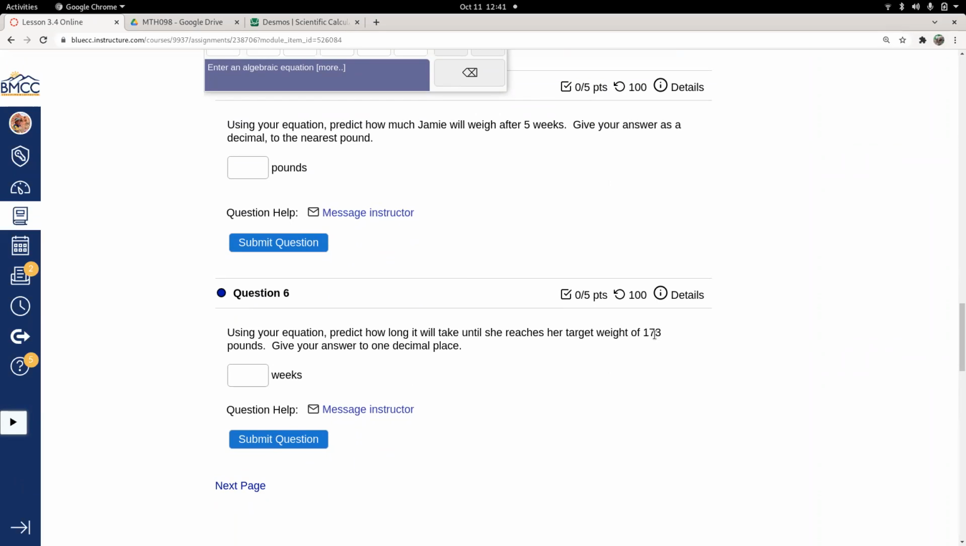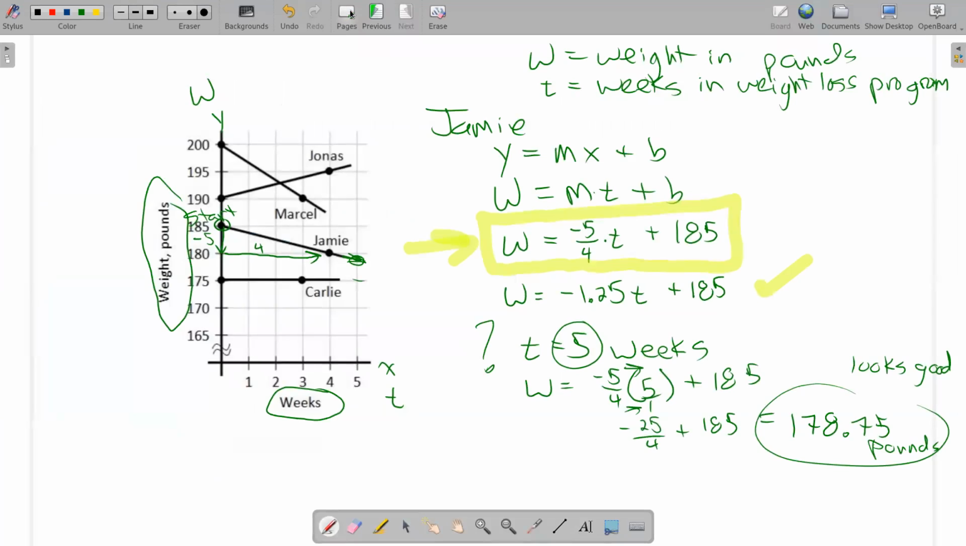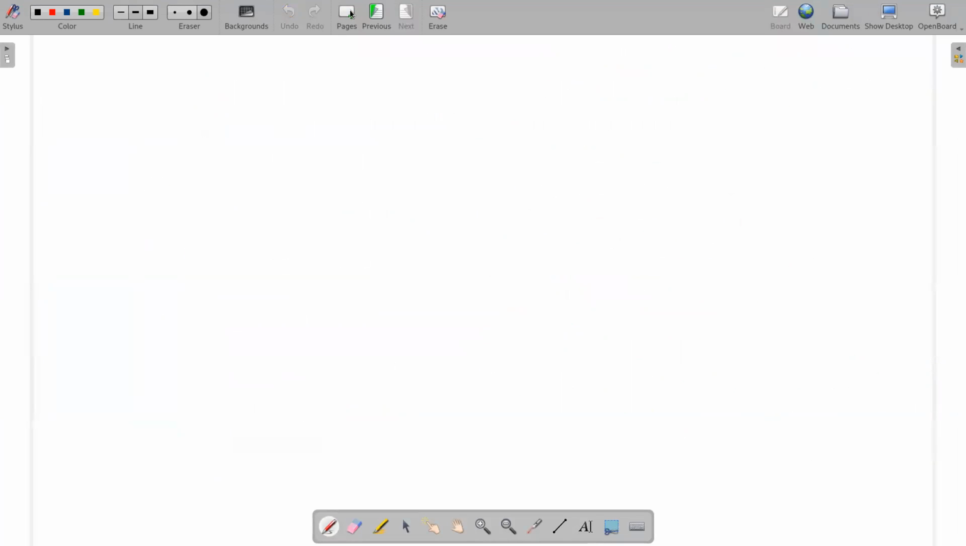So let's see. Yeah, target weight was 173. When will that happen? Okay, so they give us the weight. We have to find the time. That's always a little harder. So let's go back to the notebook and whip it out. And if you've already done this, feel free to move on.